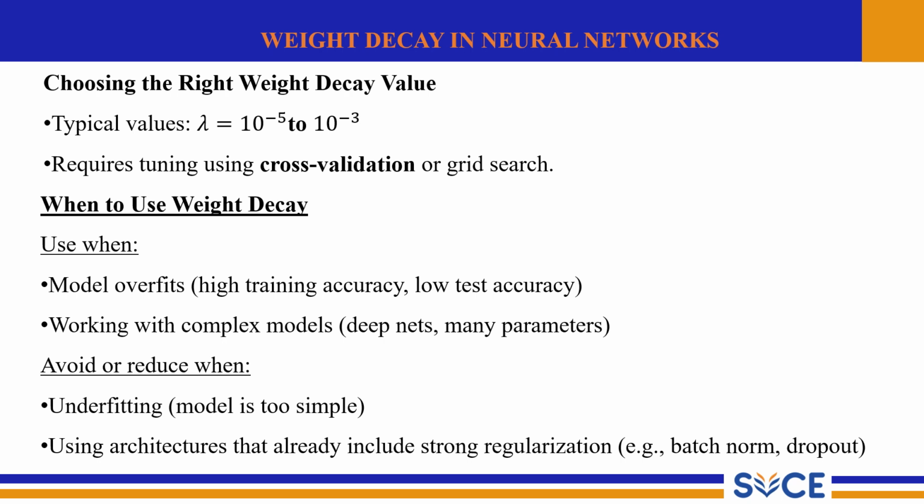So when to avoid or reduce weight decay. When your model is underfitting. In other words, it's too simple and already struggles to capture the patterns in the data. Then we will avoid weight decay. Also if you are using architectures that already include strong regularization techniques such as batch normalization or dropout. In these cases, adding too much weight decay can unnecessarily restrict the model's learning capacity.